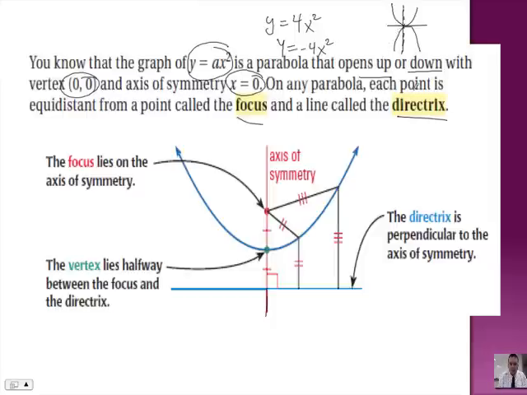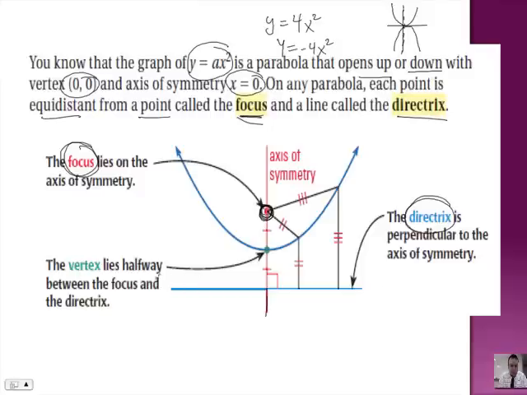So on any parabola, each point is equidistant from a point called the focus. So now here's your parabola, and if you notice this point right here, that point is called the focus, and it lies on your axis of symmetry. So that's a new term maybe for some of you. Another new term is directrix. Okay, this is a line that's perpendicular to the axis. Here's the axis of symmetry. This is perpendicular to it.